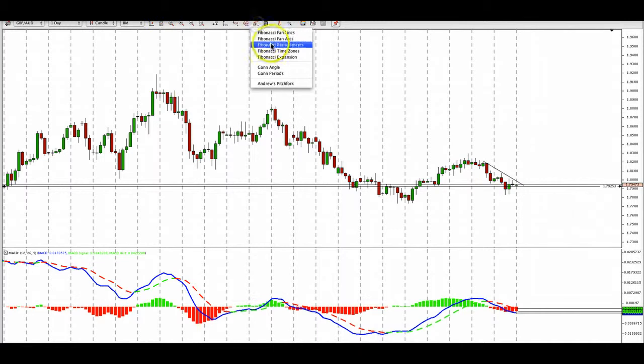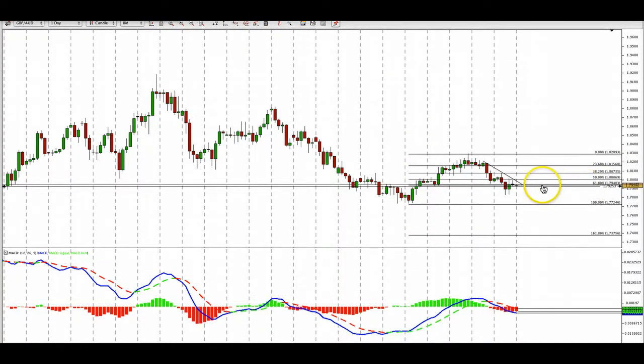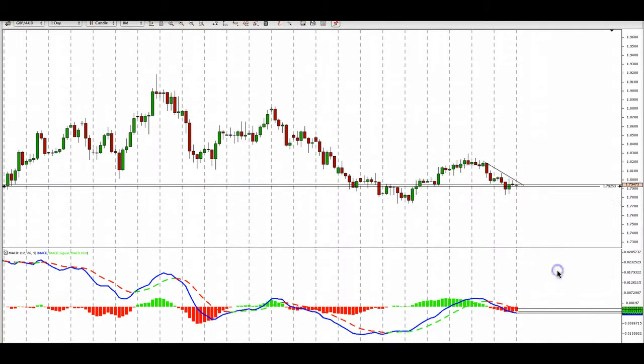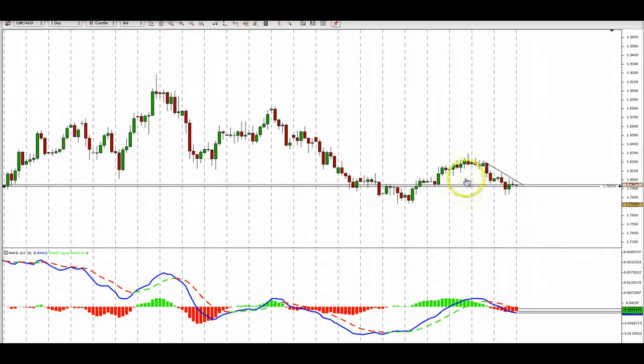Let's throw in a Fibonacci tool from swing low to swing high, and it's bouncing off actually the 78% retracement level. Let me remove that and draw the fib on the bodies, and price is finding support at 61% retracement level. Let me throw in pivot points.